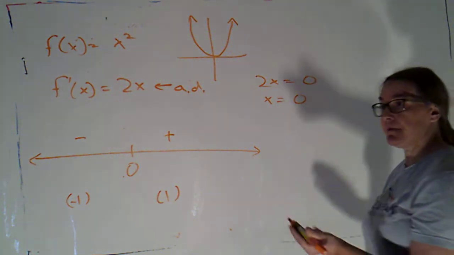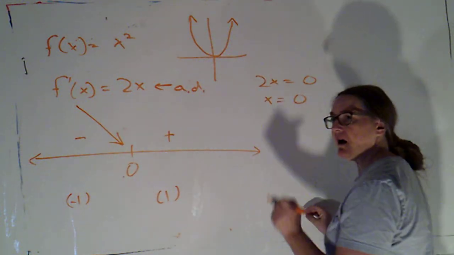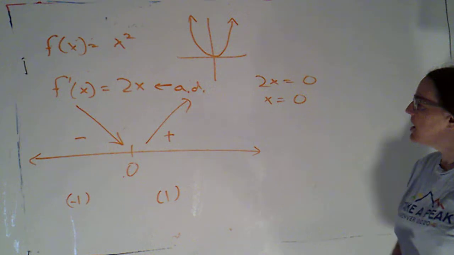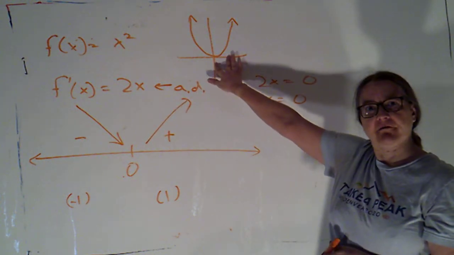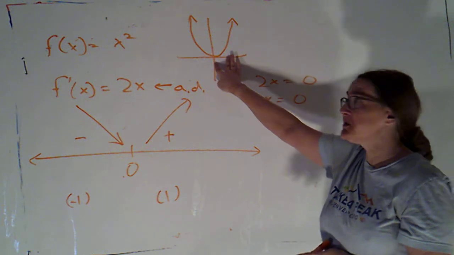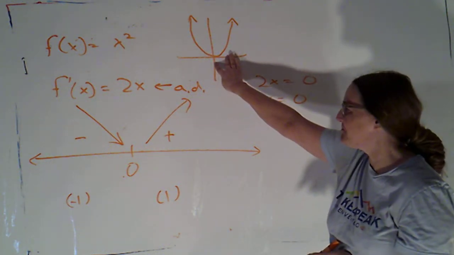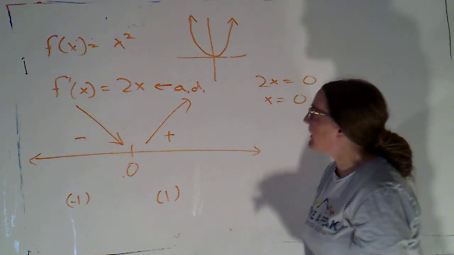Excellent. And the theorem tells me that that means that my function is decreasing on that interval and increasing on this interval. Notice just by drawing in these arrows, that kind of gives me a sense of the shape of the graph. This is going to become really useful when we're trying to sketch graphs that we don't know ahead of time what they look like. All right, so that's great.